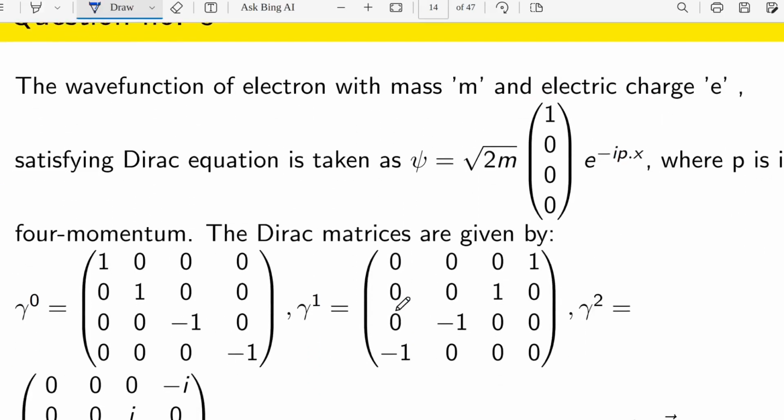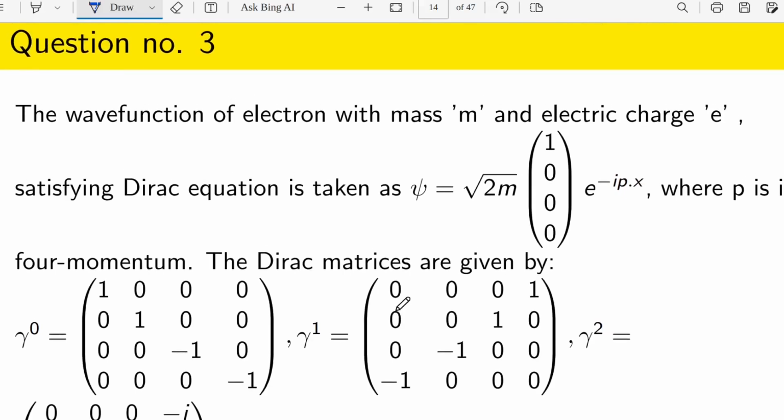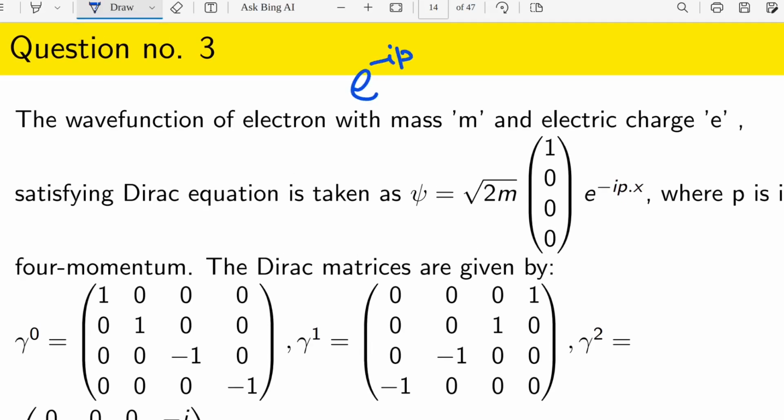Now coming to the question again, here they have taken one eigenstate, psi, which is given as root 2m times (1, 0, 0, 0) times e^(−i p·x). And what is e^(−i p·x)? If p·x is there, that means it is nothing but p_μ x^μ, the 4-momentum and the 4-position. Now p^μ can be written as (p0, and then minus p vector dot x vector).